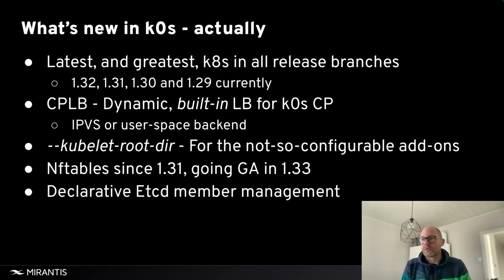What's new in k0s from a more technical point of view? As you know, we've always had this strong urge to keep up with the upstream as fast as humanly possible. What that currently means is that our maintained release branches 1.32, 1.31, 1.30, and 1.29 are already released with the latest and greatest Kubernetes versions. I mean, patch versions in this case.